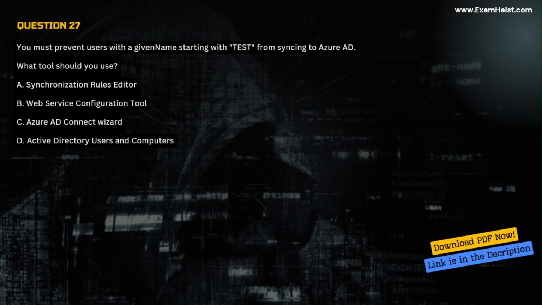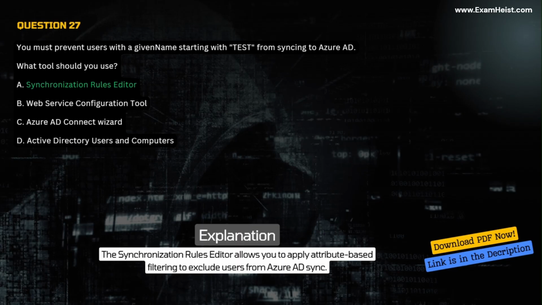Question 27. You must prevent users with a given name starting with test from syncing to Azure AD. What tool should you use? A. Synchronization Rules Editor. B. Web Service Configuration Tool. C. Azure AD Connect Wizard. D. Active Directory Users and Computers. Correct answer, A. Synchronization Rules Editor. Explanation. The Synchronization Rules Editor allows you to apply attribute-based filtering to exclude users from Azure AD Sync.